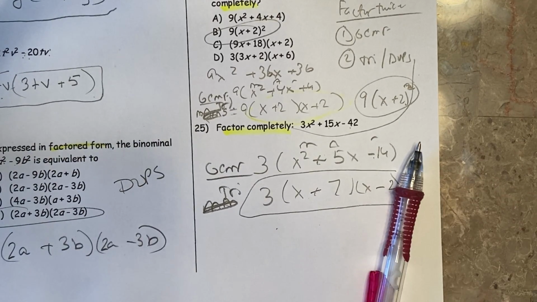All right, so that was do now number 5. It was all your monomials and polynomials and factoring, so it was a ton.